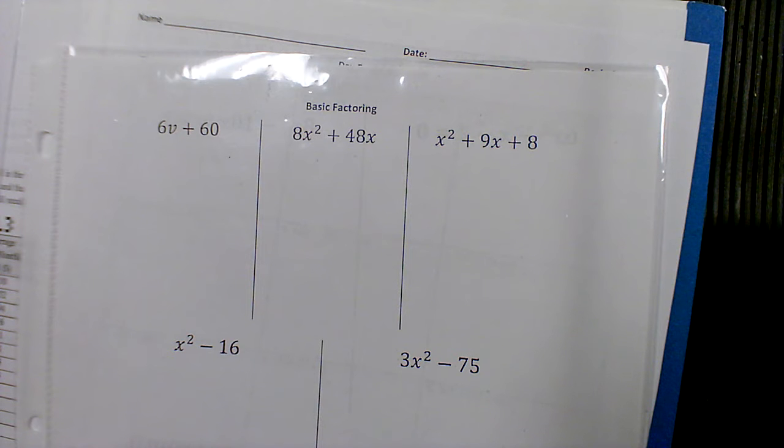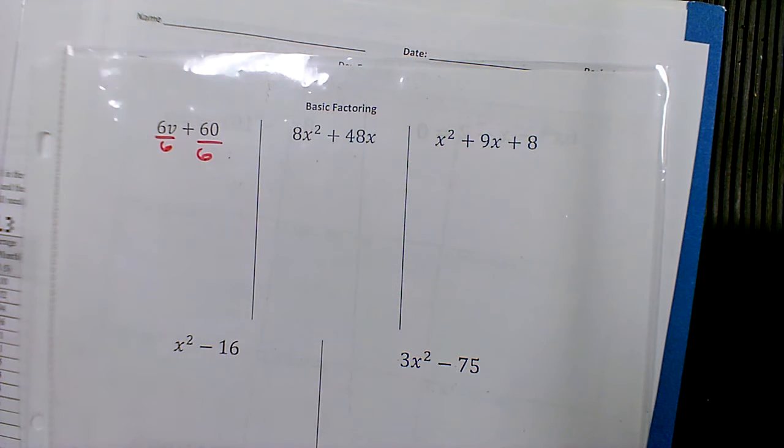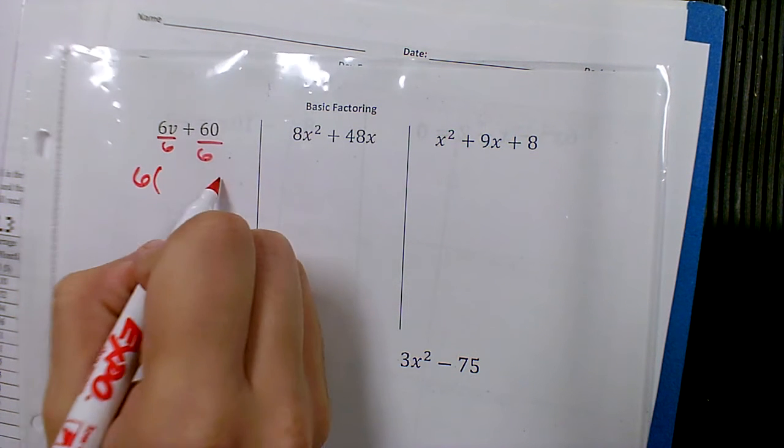So if we take a look at our first example, 6v plus 60, notice how this only really has two terms in it. I want you to look at those two terms and think about, in terms of factoring, is there some number, aka factor, that we could pull out or divide out of all of those terms? Go ahead, Emily. 6. Okay, so if you were to divide a 6 out of every term, that's what's referred to as factoring or pulling that 6 out.